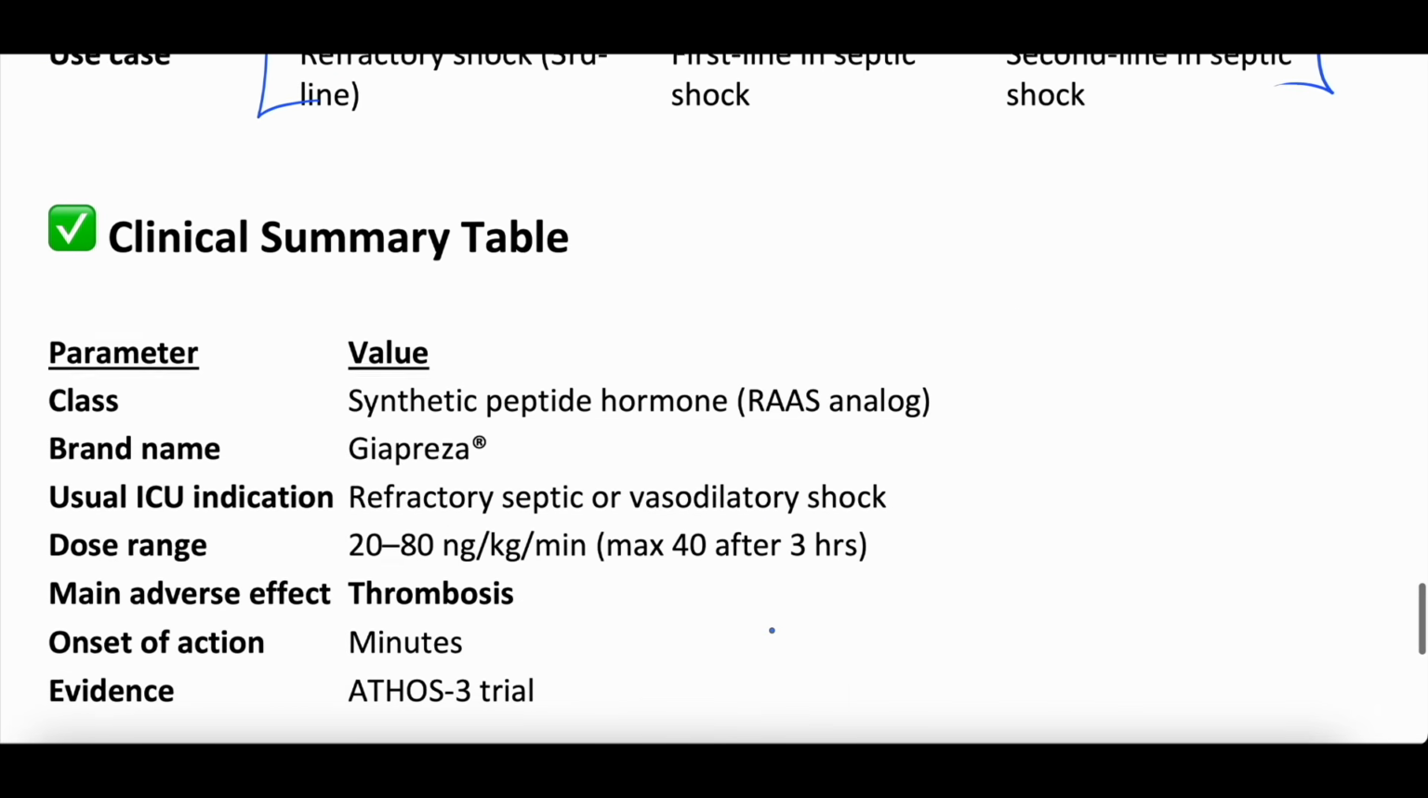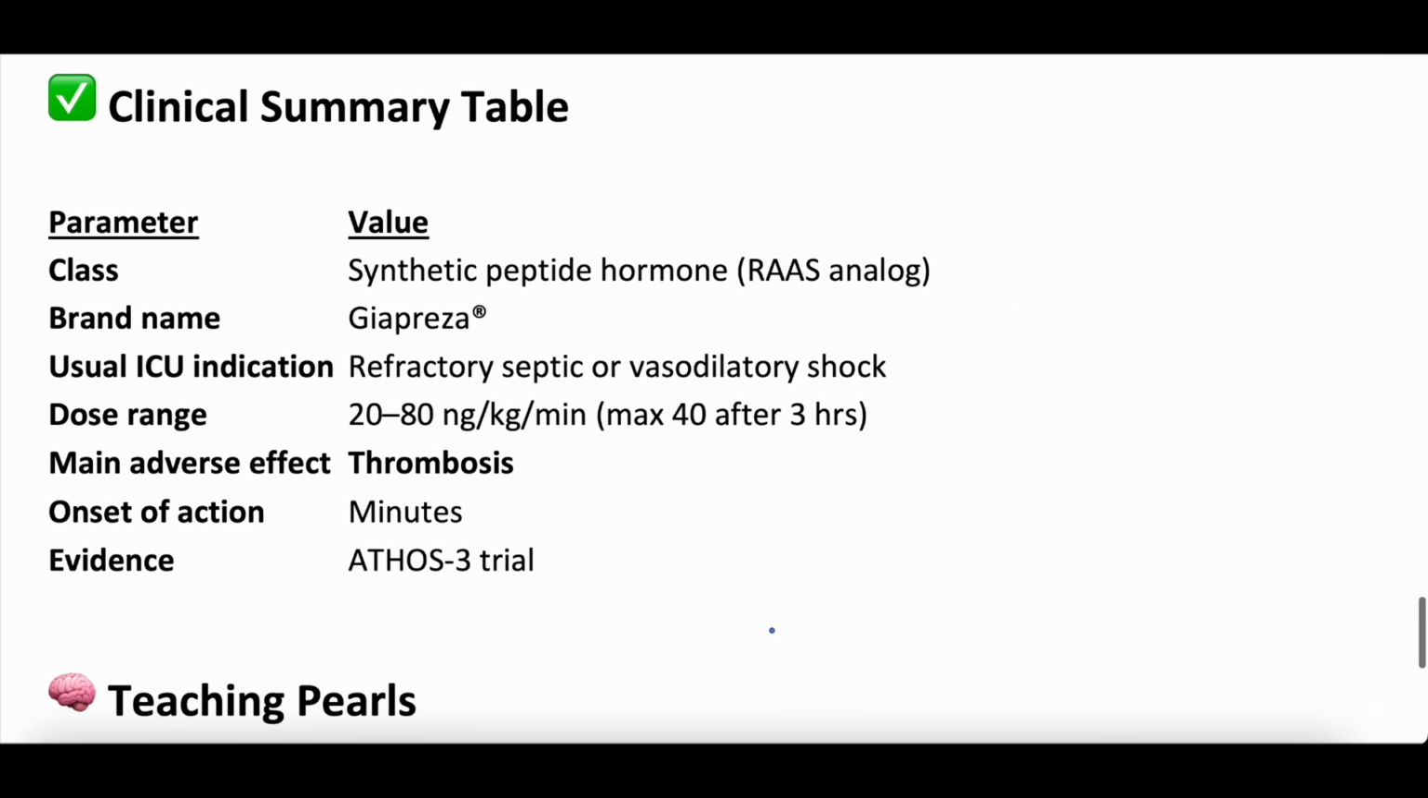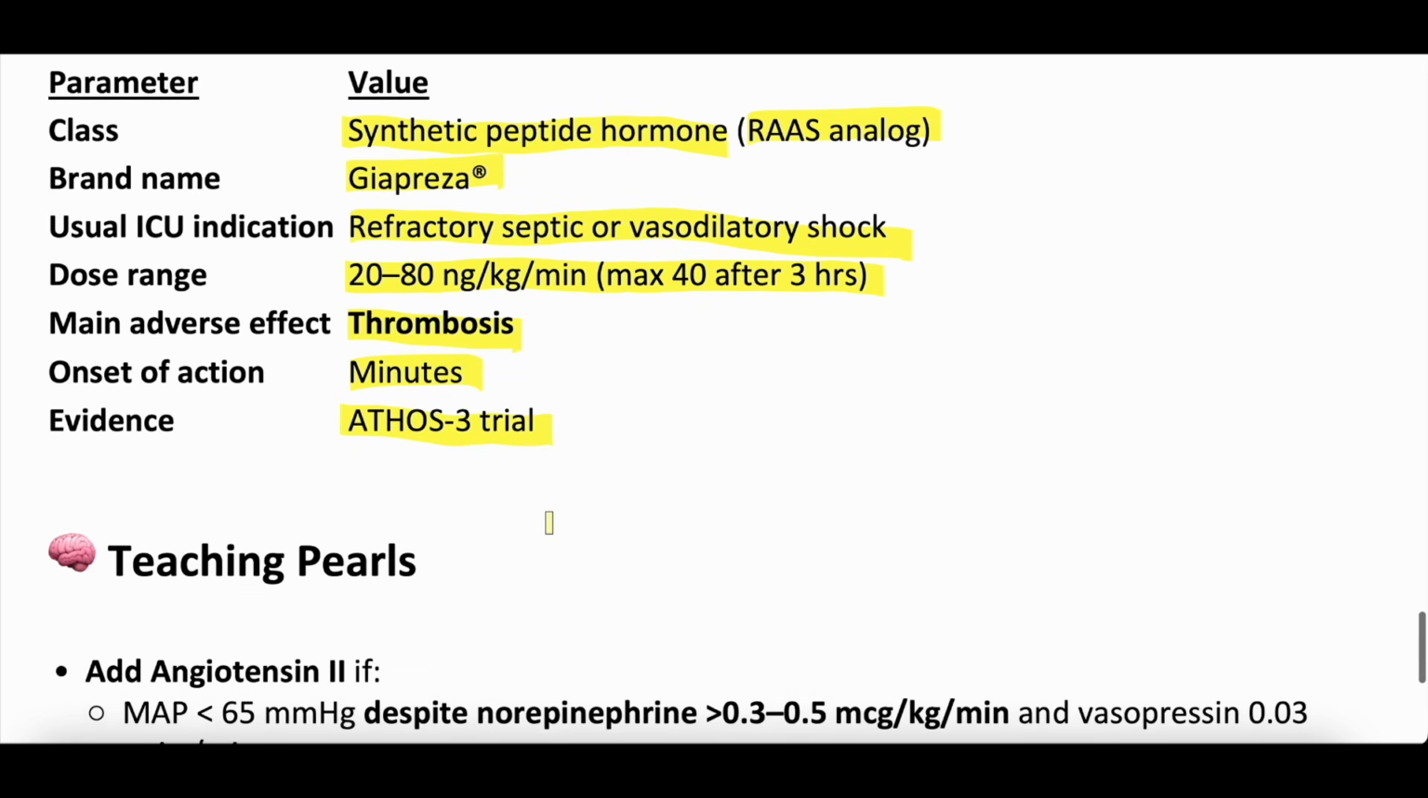So, a clinical summary of angiotensin II. The class of the medication is a synthetic peptide hormone targeting the RAS system. Its brand name is Giapreza. Its usual ICU indication is refractory septic or vasodilatory shock. The dose range is 20 to 80 nanograms per kilogram per minute, but after 3 hours, a max of 40. The main adverse effect is thrombosis. Onset of action is minutes. The main trial on it is the ATHOS-3 trial.